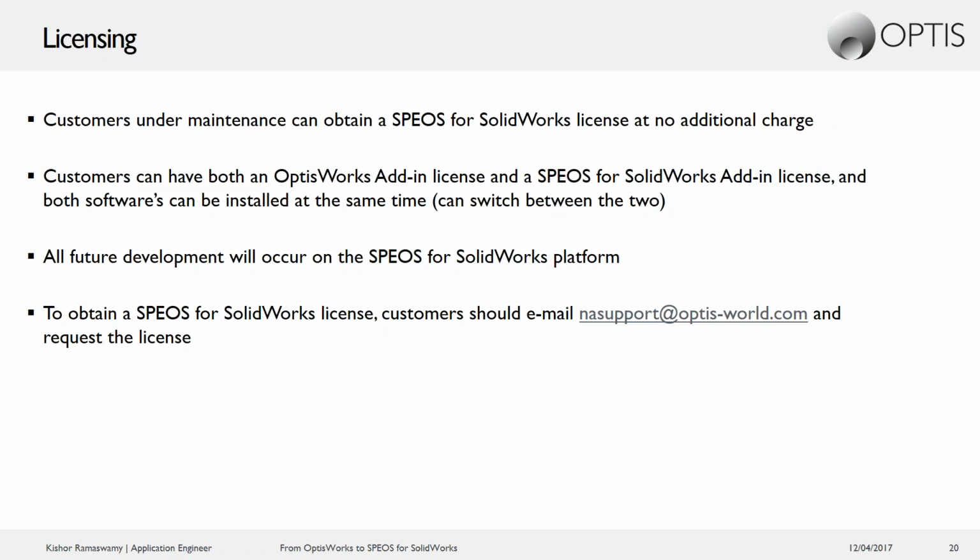And lastly, just to note that to obtain a SPEOS for SOLIDWORKS license, you should send an email to naSupport@optisworld.com and simply request the license. We will put in the necessary request to our license team, and it should be generated within a day. You should have your new license.